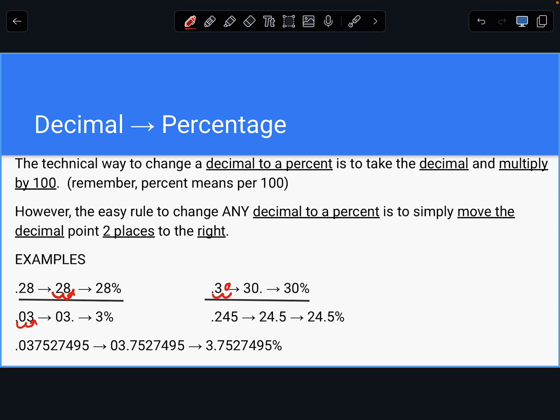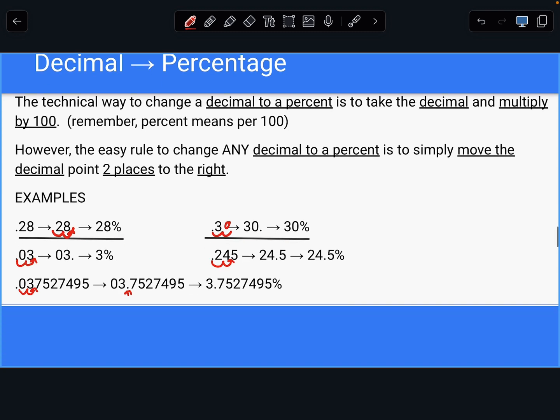And then if you have decimals that are more than two digits, once again, you still just move the decimal twice. So 0.245, you move the decimal there, and it becomes 24.5%. If you have a decimal like 0.037527495, again, you still just move the decimal two places, which means that it goes right there and you end up with 3.7527495%.